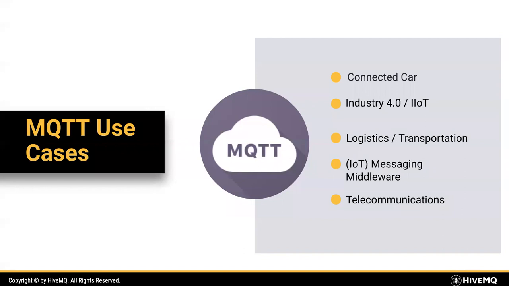So the use cases you see here usually are in the connected car space, in the Industry 4.0 or industrial IoT space, logistics, transportation, general IoT messaging middleware, and telecommunications. Here at HiveMQ, we have a lot of customers in different industries. So we have seen everything from smart agriculture to connected car to logistics, transportation, to consumer gadgets, a lot of different use cases, and MQTT basically is used everywhere where the label IoT is used.